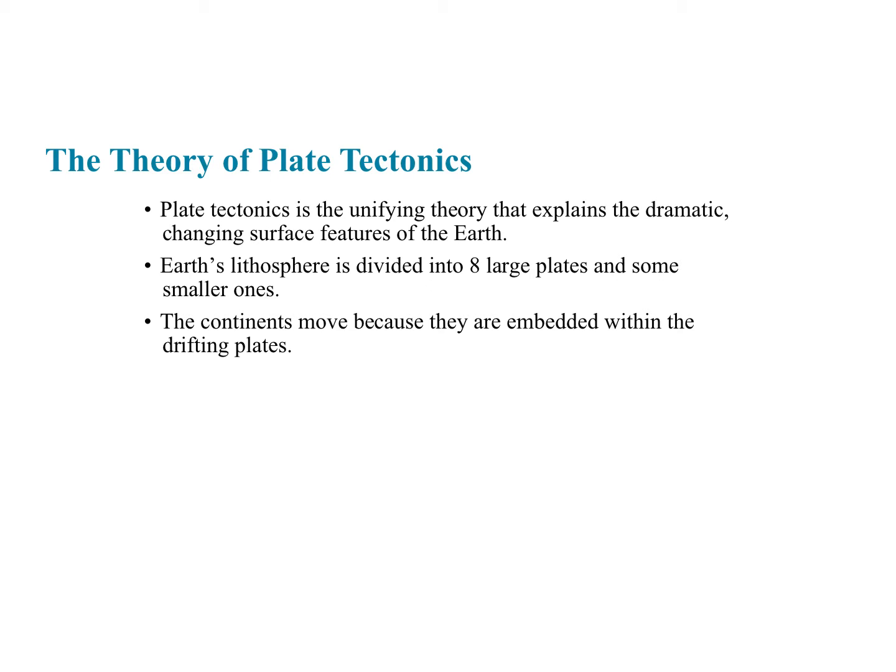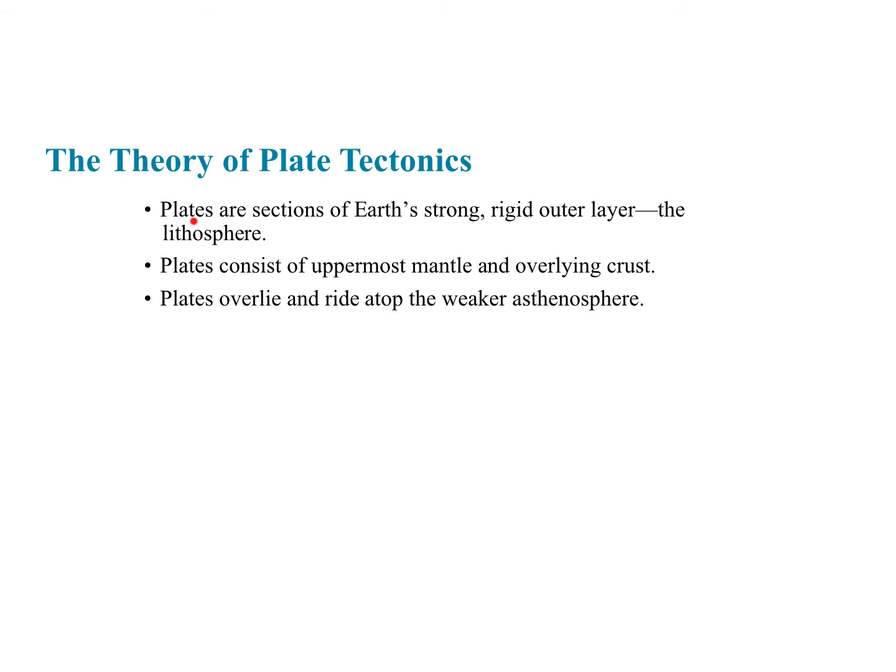Next, we want to look at the theory of plate tectonics, which is the unifying theory that explains the dramatically changing surface features of the Earth. In this theory, the Earth's lithosphere is divided into 8 large plates and some smaller ones, and the continents move because they are embedded within these drifting plates. So again, the plates are sections of the Earth's strong, rigid outer layer, the lithosphere. The plates consist of uppermost mantle and overlying crust, and plates overlie and sit right atop the weaker asthenosphere.